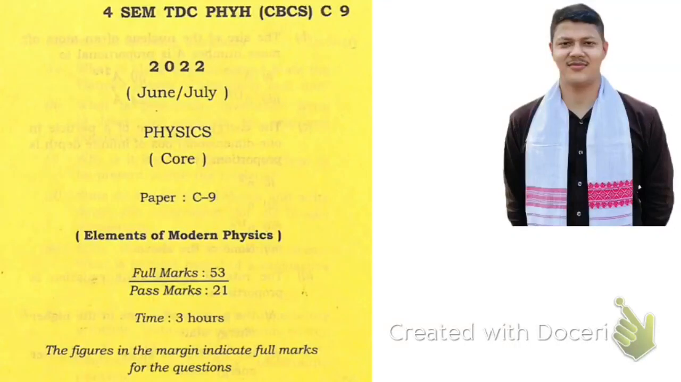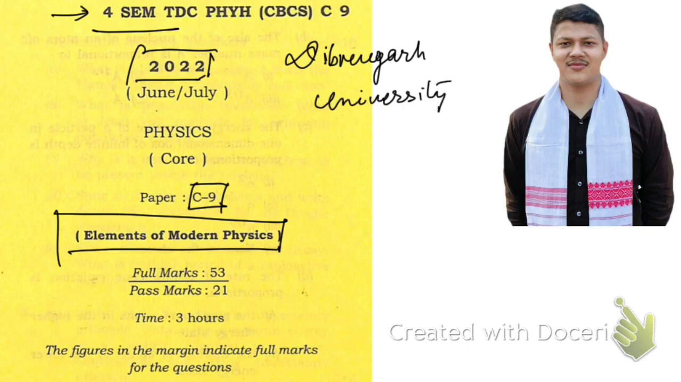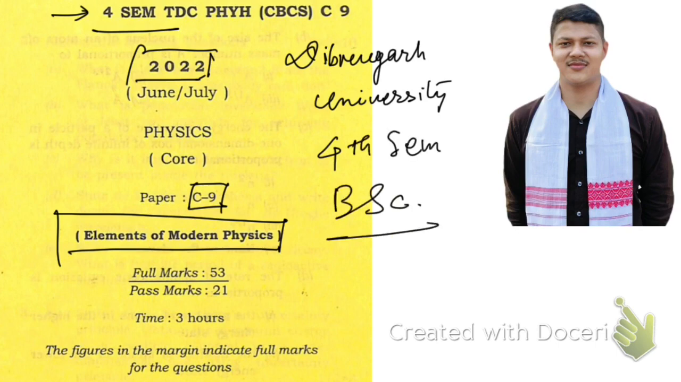Hello friends, in this video we're going to solve the 4th semester 2022 question paper of Elements of Modern Physics, that is quantum physics, and this is C-9, Dibrugarh University, BSc 4th sem. This is part 1, because I'm not going to complete the paper in the same video.